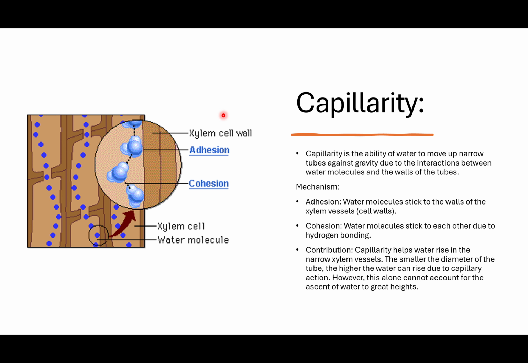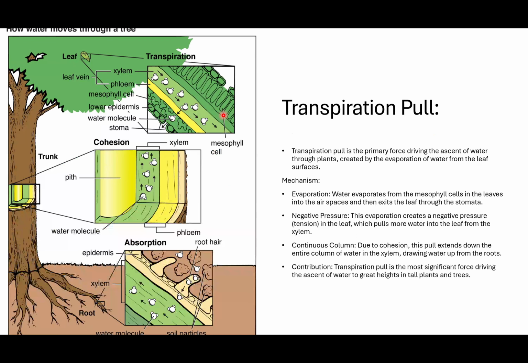It is the transpiration. Transpiration is what is driving the water molecules up. So, transpiration pull. This is the primary factor for the ascent of water within large systems, the primary reason for the ascent of water.